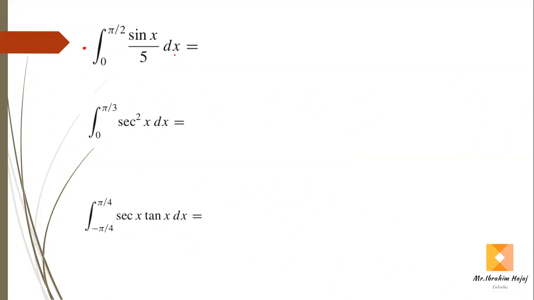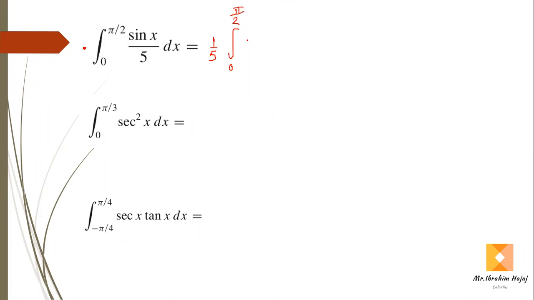The definite integral from 0 to pi over 2 of sine x over 5. First of all, let's take the 1 over 5 outside as a constant. Then the integral of sine x from 0 to pi over 2.